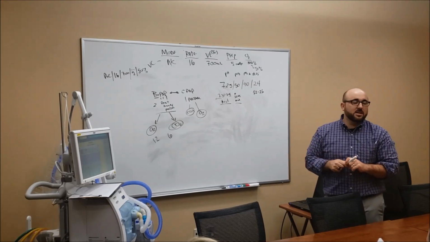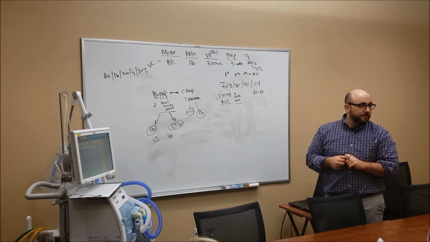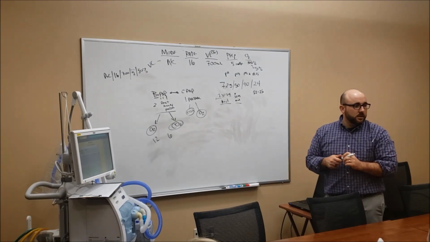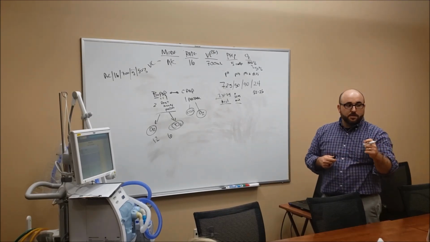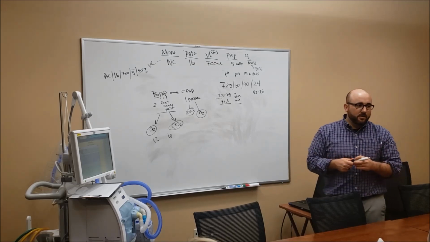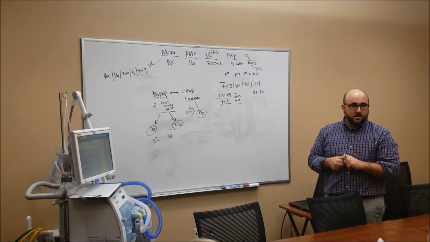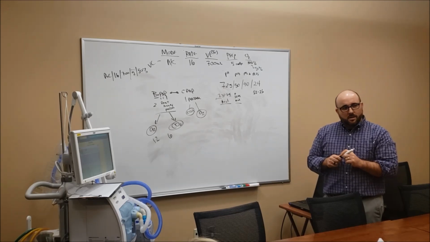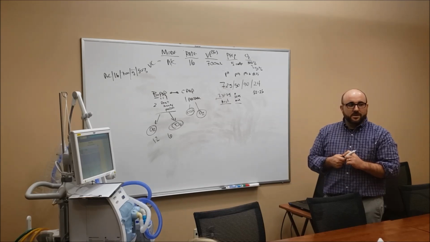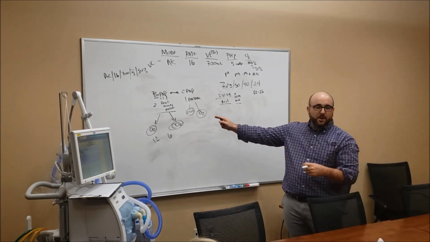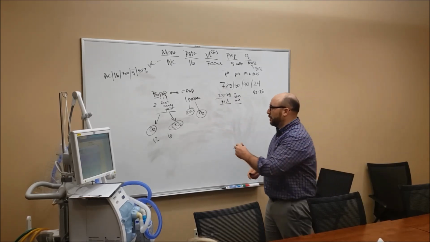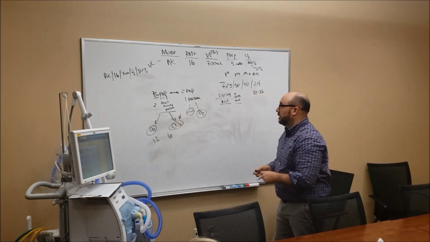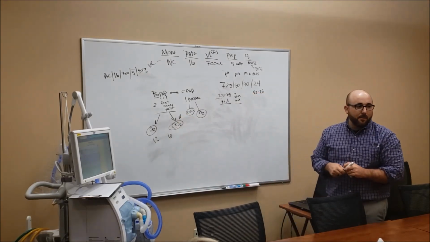How can we fix this patient? Put them on BiPAP. Why BiPAP? Why not CPAP? Because the CO2 is high, you want to blow it off. You need something that's going to help their breathing, augment their own breath, and help with CO2. So this is definitely a BiPAP patient.